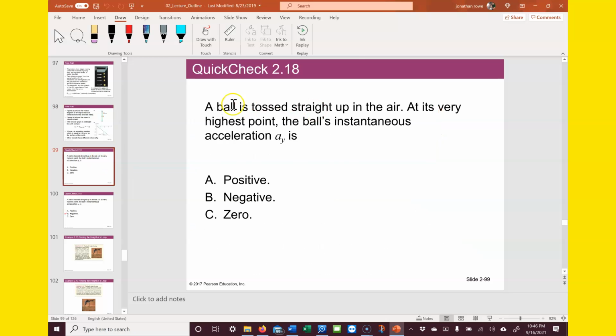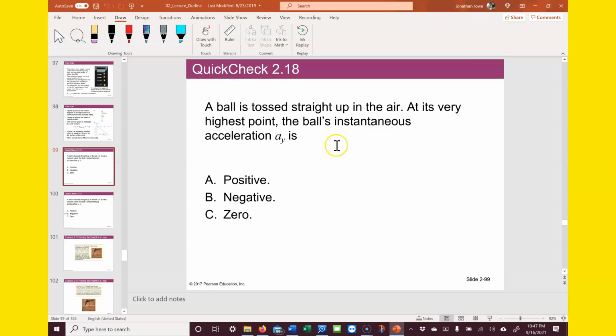Alright, quick check 2.18. A ball is tossed straight up in the air. At its very highest point, the ball's instantaneous acceleration, a sub y, is positive, negative, or zero? At the very highest point, the acceleration is negative. It is negative 9.8 the whole time. Whether it's still going up, whether it's at its very highest point, or whether it's on its way down, the acceleration is constantly negative 9.8.